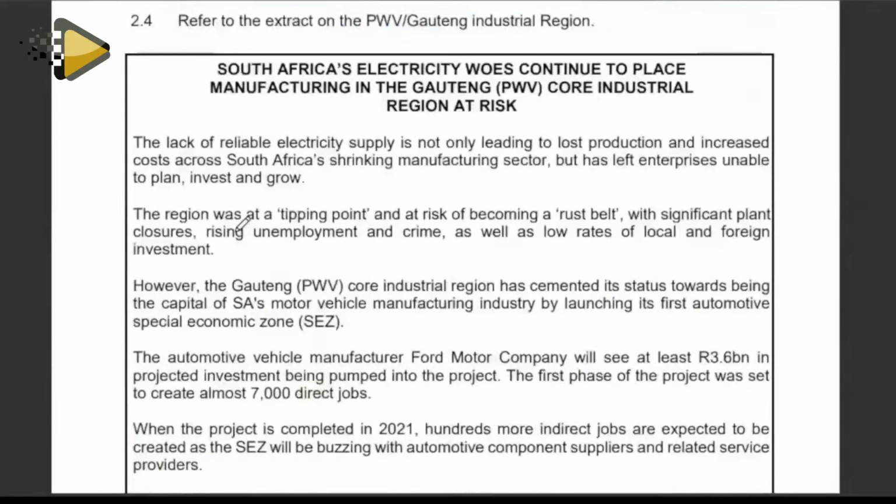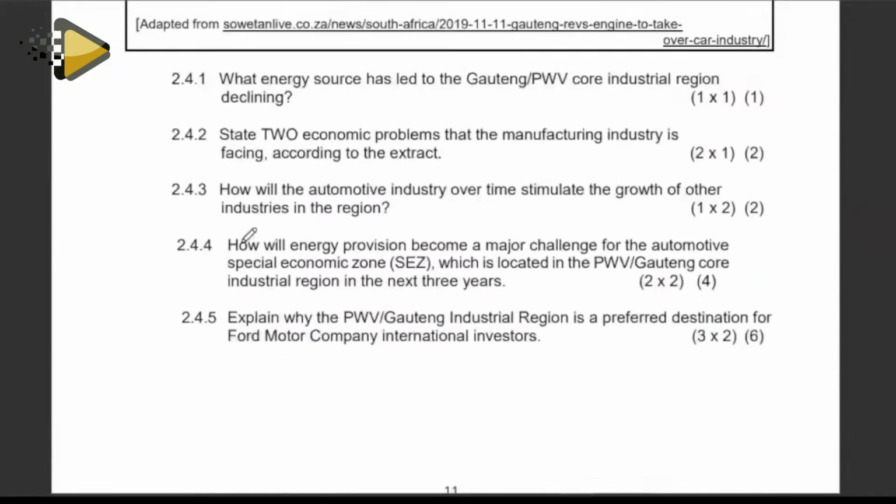We move on to question 2.4. It says South Africa's electricity woes continue to place manufacturing in the Gauteng PWV core industrial region at risk. We're not going to go through the text, we'll go to the question straight. What energy sources led to the Gauteng PWV core industrial region declining? We get that in the heading, which is talking about electricity. In the heading of our extract is talking about electricity.